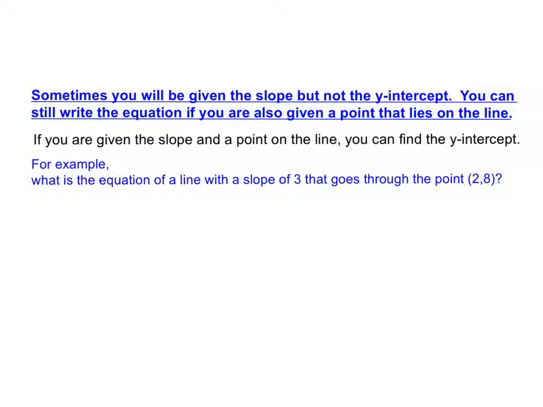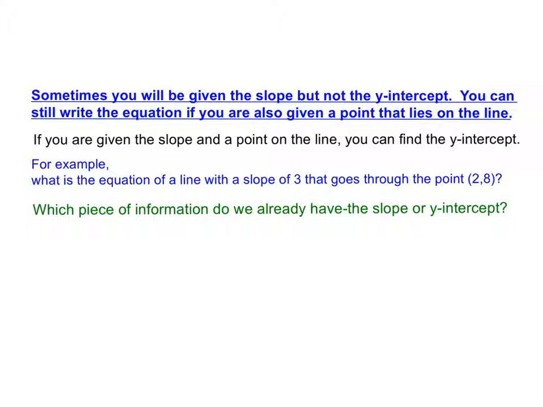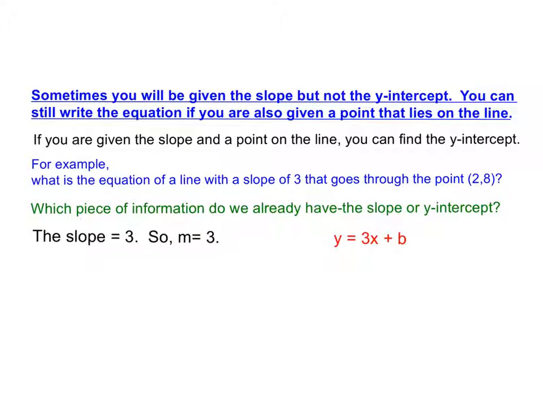After you guys get it written down. Now, here's the thing that we know so far. Which piece of information do we already have? Do we have the slope or the y-intercept? Slope. We have the slope. So I can start with this much so far. Slope's 3, m equals 3. This is what I have so far. y equals 3x plus b. I don't know what b is. I don't know what the y-intercept is.